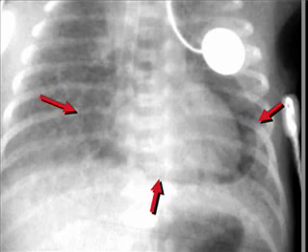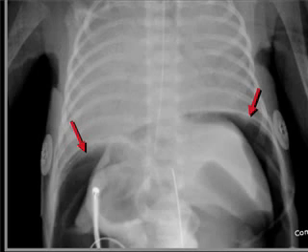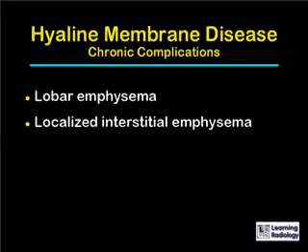This is an example of a pneumopericardium in hyaline membrane disease. The red arrows are pointing to a rim of lucency surrounding the heart that represents air in the pericardial space. In this child with severe hyaline membrane disease and almost complete opacification of both lungs, you can see air in the abdomen, which represents a pneumoperitoneum as a consequence of treatment.